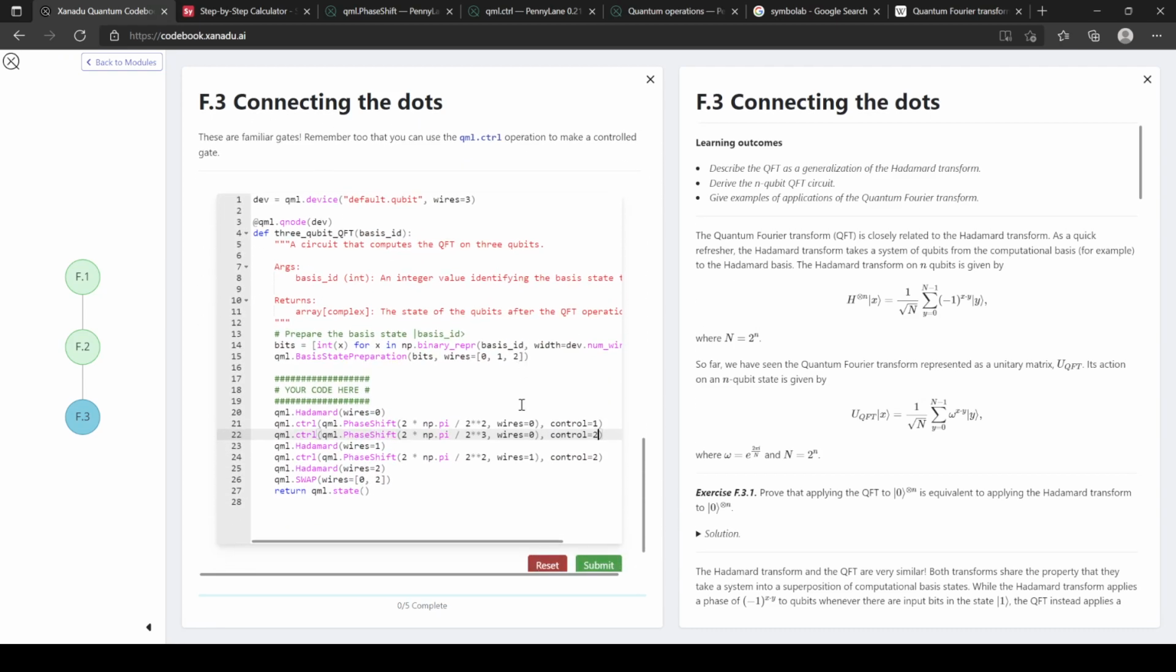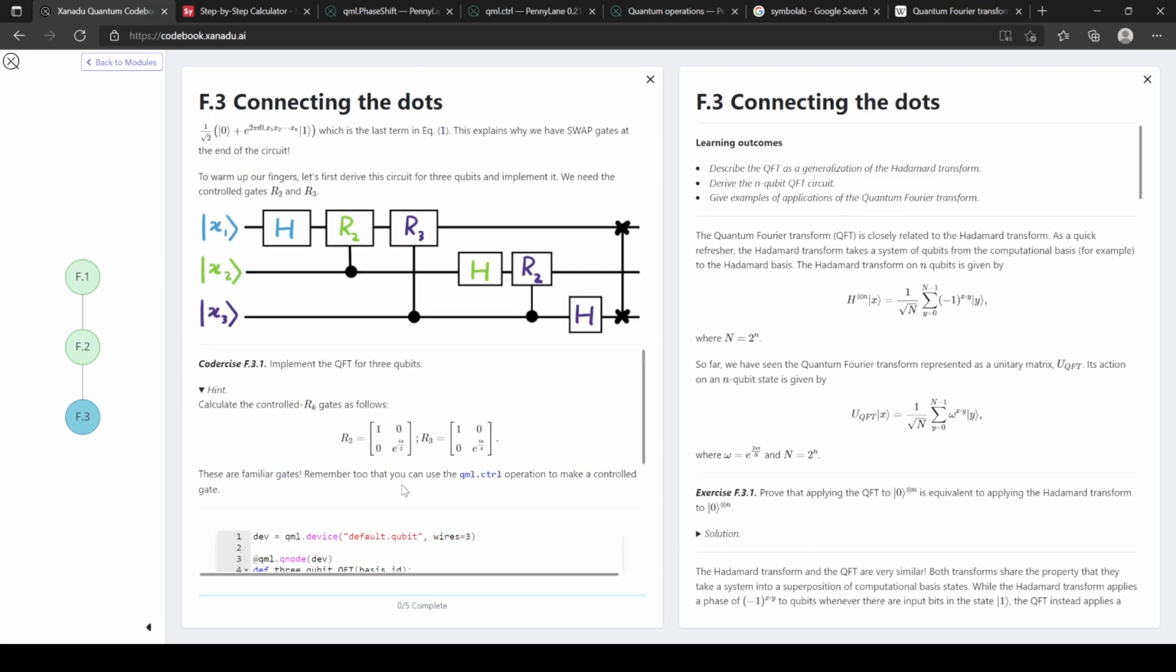controlled R2, Hadamard, swap. What's going on here? Why is this wrong? Let's see. Let me see what's going on here.